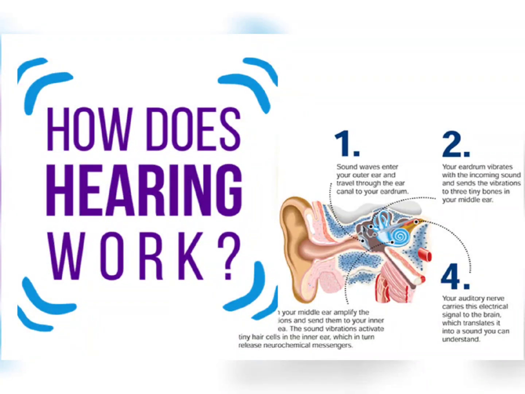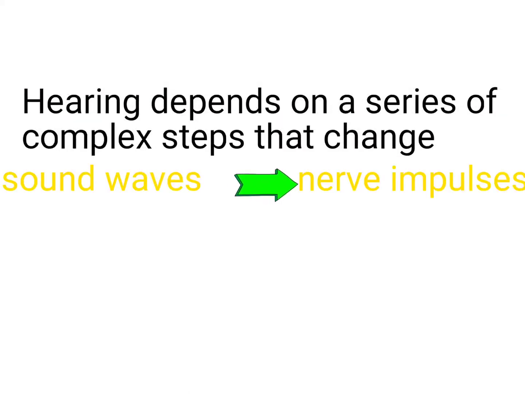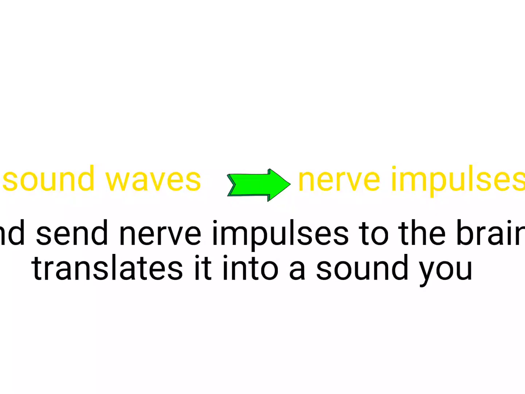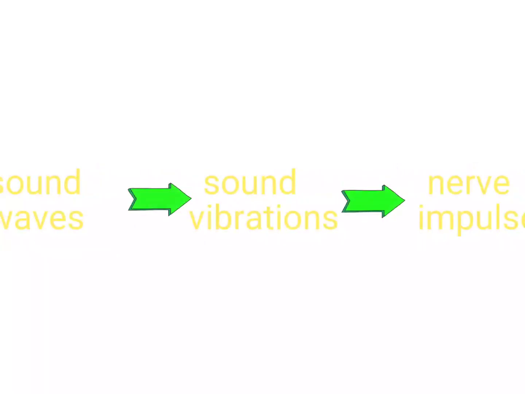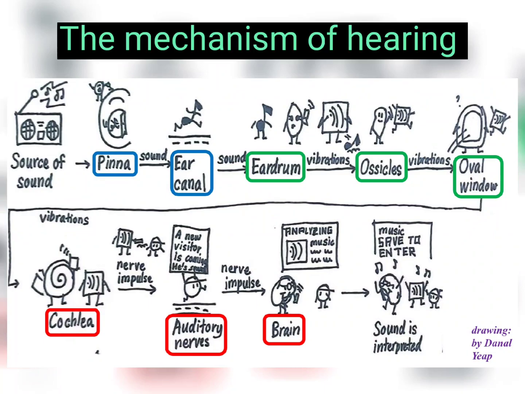Next, we will go to the part on how hearing works. Actually, hearing depends on a series of complex steps that change sound waves in the air into nerve impulses and send them to the brain, which translates them into a sound you can understand. The mechanism of hearing is as follows.